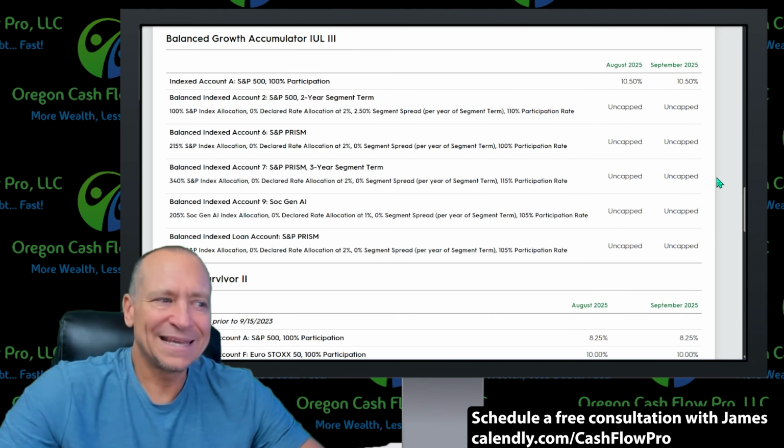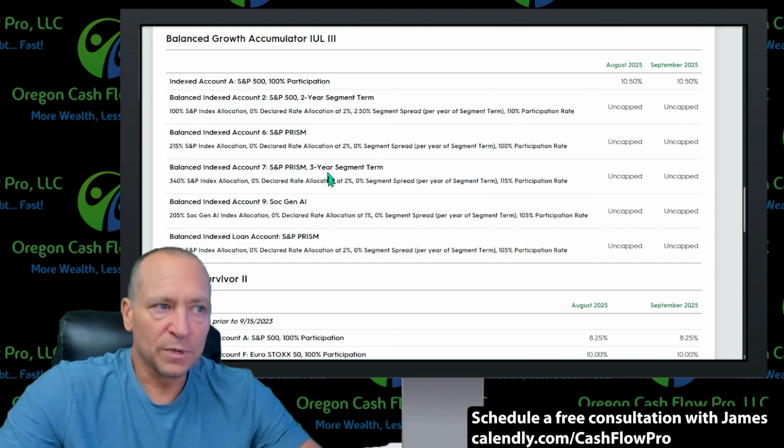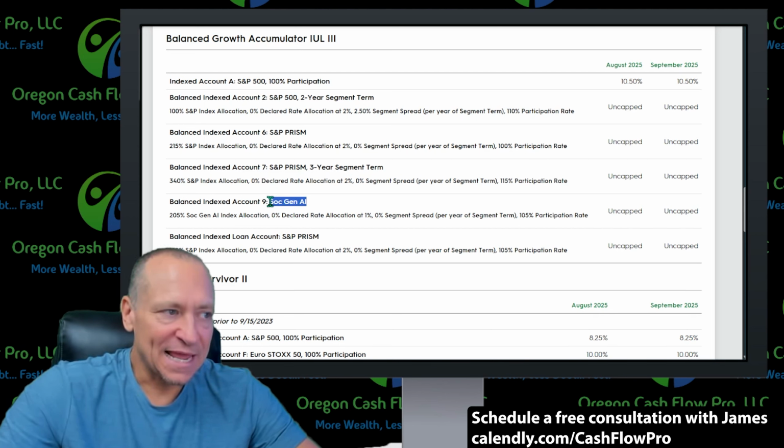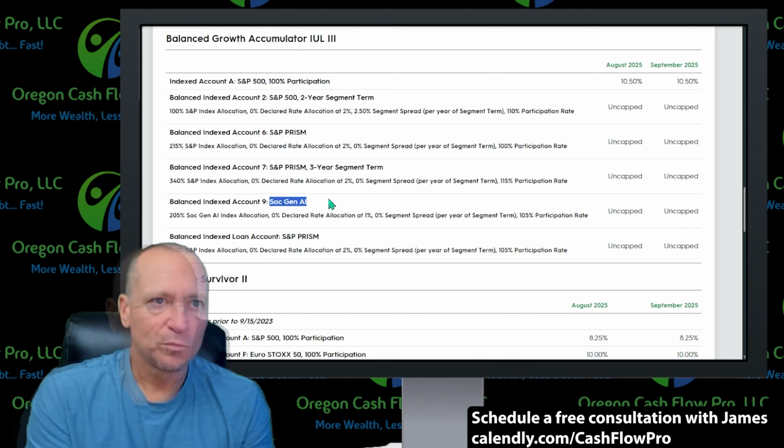Like I said, the index options that I like to use in this product, we like the 3-year, we like the 2-year S&P, and I like Société Générale, the SocGen. But this is an AI one. And so I like that one for at least the first year.